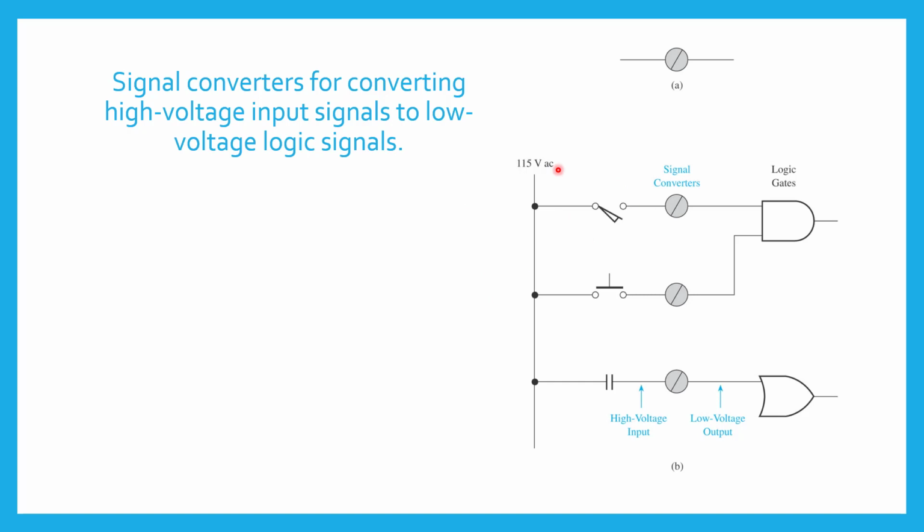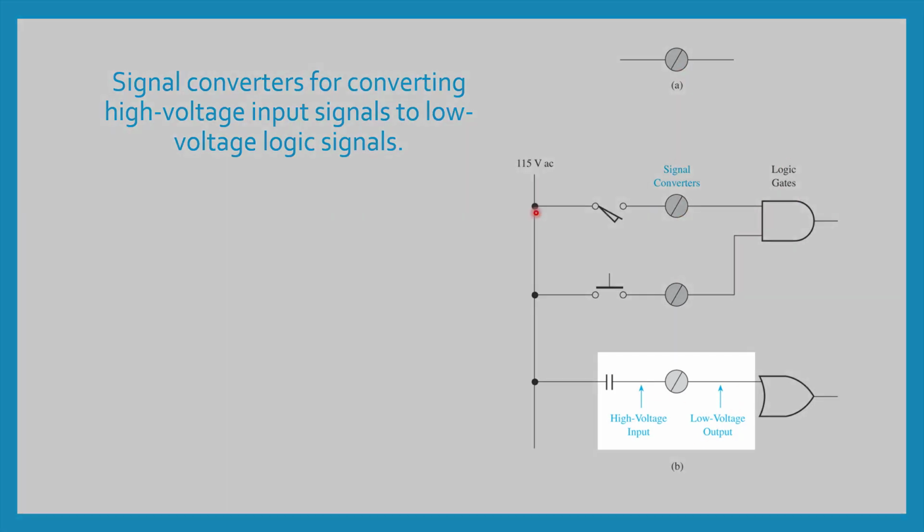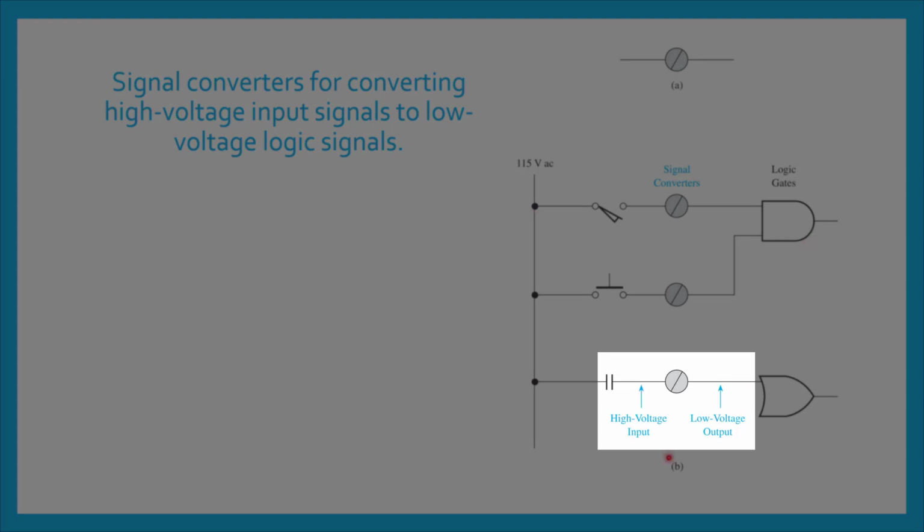So there's a lot of reasons why we use high voltage here, but we have to drop it down in order to get it into a computer system or a digital logic system. So that's what the signal converters do. They drop 115 volts down to typically 5 volts.